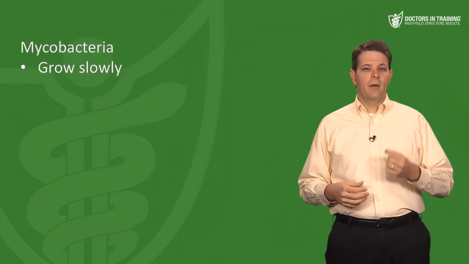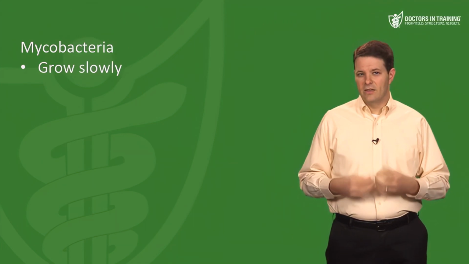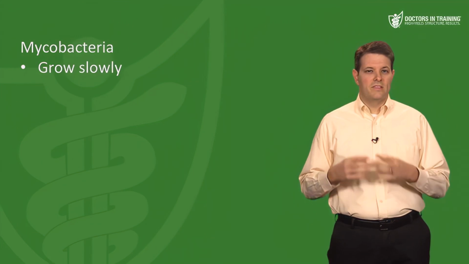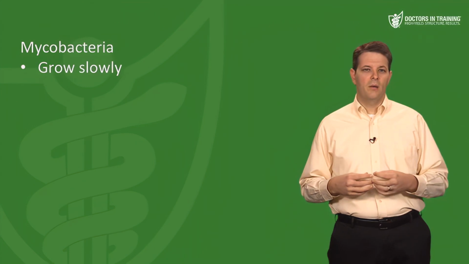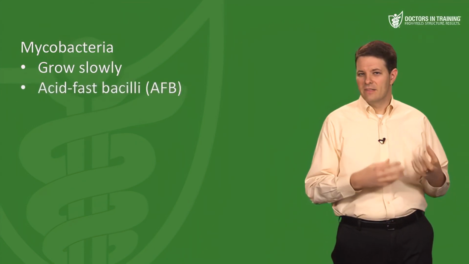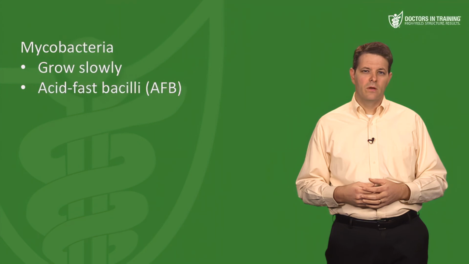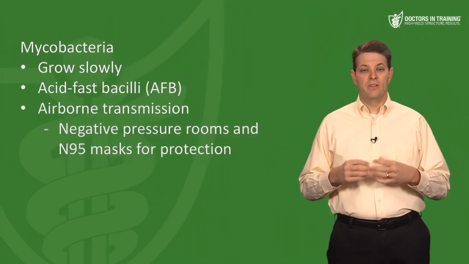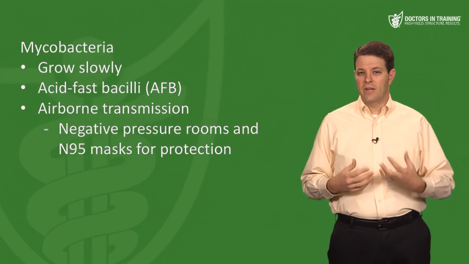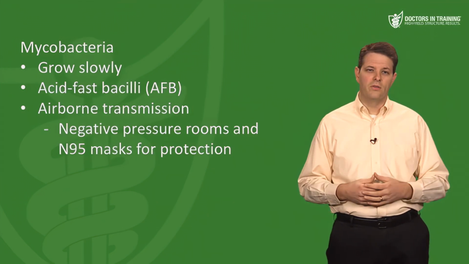Another unique feature is that mycobacteria have mycolic acid in their cell envelope, which means that when you stain them, the stain is not removed by acidified alcohol. So these are commonly described as acid-fast bacilli, or AFB. Another characteristic of TB is that it has airborne transmission, meaning that we have to use negative pressure rooms and masks to protect ourselves and others from being exposed.